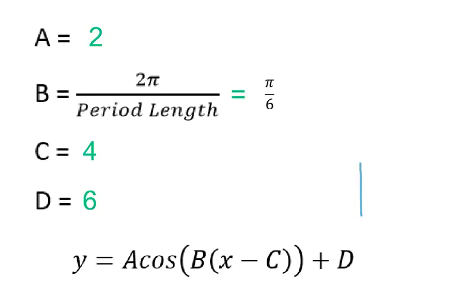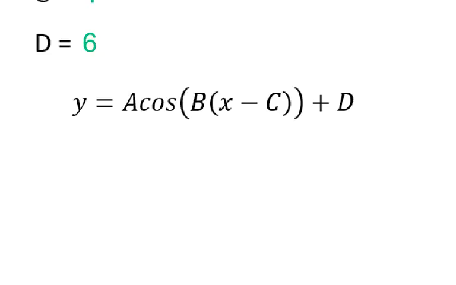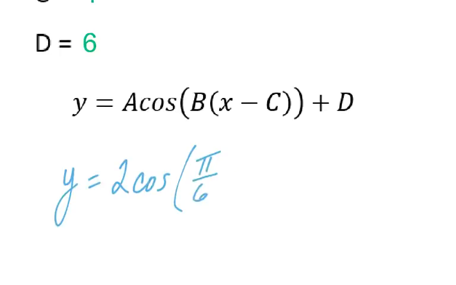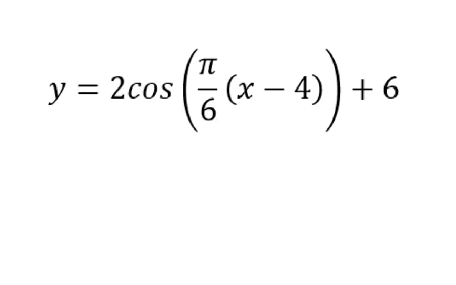Now we have A, B, C, and D. We can substitute into this equation. y equals 2 cosine of pi over 6 times (x minus 4), plus 6. Here is our equation.